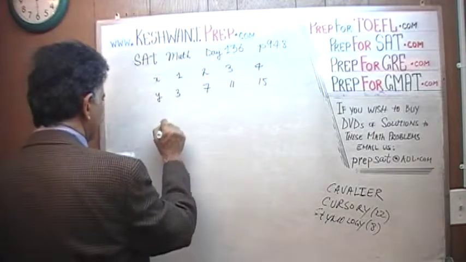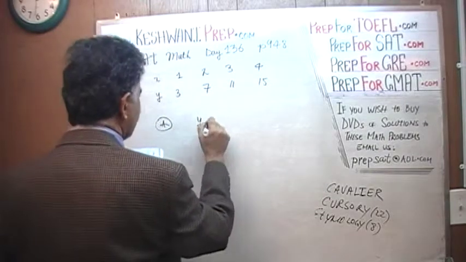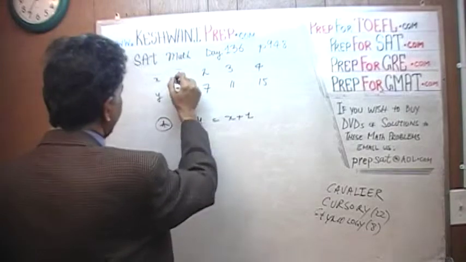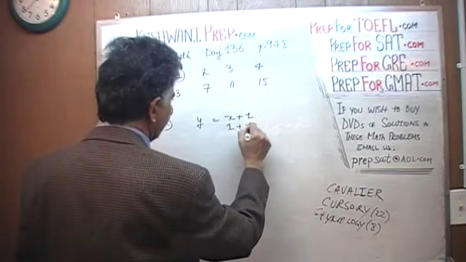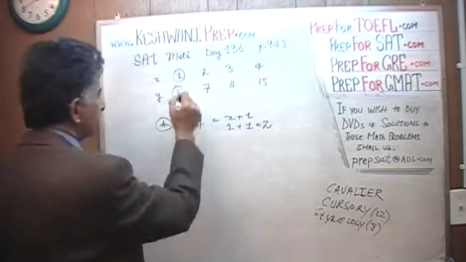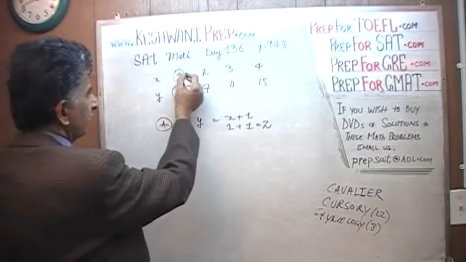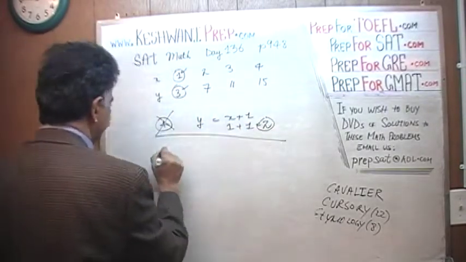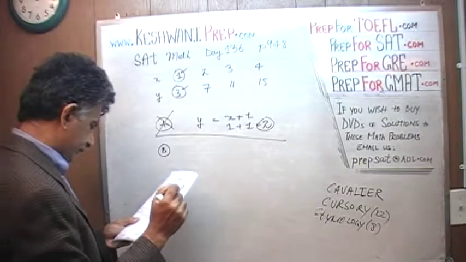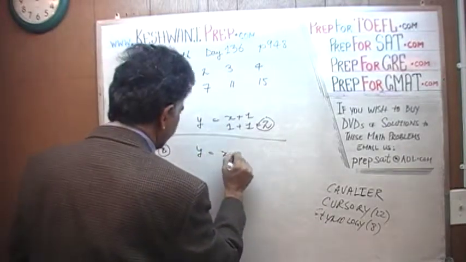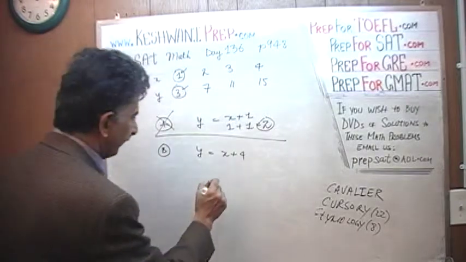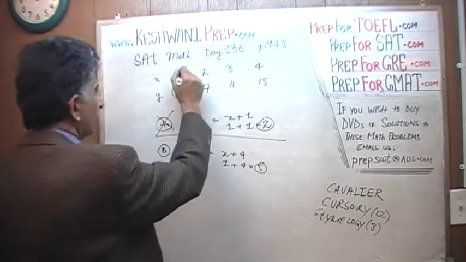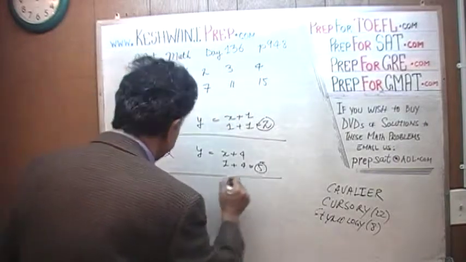A says y equals x plus 1. Well, if y equals x plus 1, then when x is 1, y should have been 2. But y is 3, we are told. When x is 1, y is 3. This says y is 2. That's not the answer. B says y equals x plus 4. Well, that's definitely not the answer, because when x is 1, y will turn out to be 5. We just found out that when x is 1, y is 3. B is not the answer.